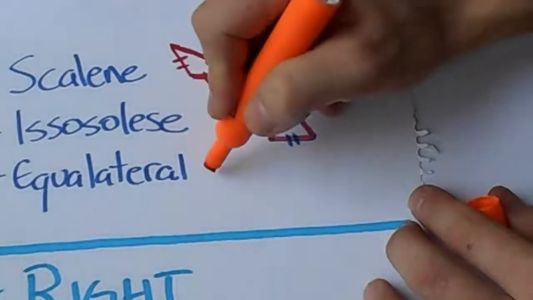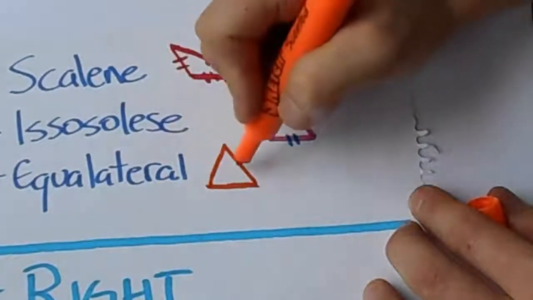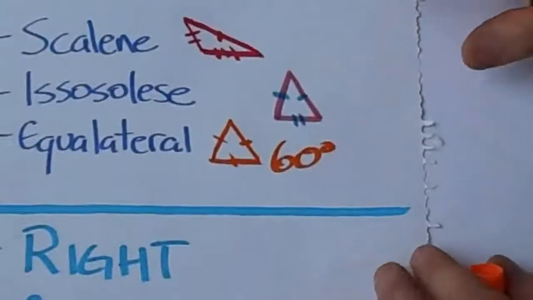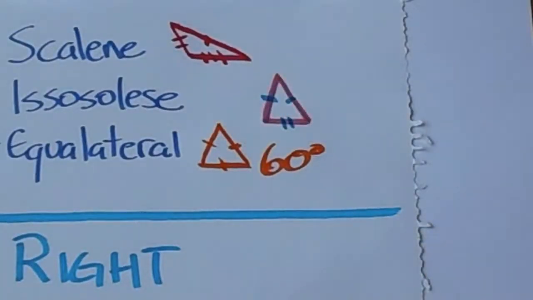Now, an equilateral triangle is a unique one, because it's going to have all sides the same. And interestingly enough, to have an equilateral triangle, all the angles are going to equal 60 degrees.